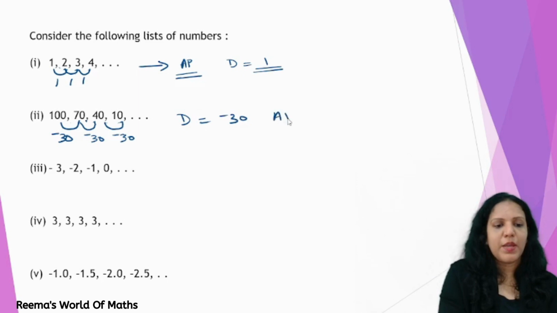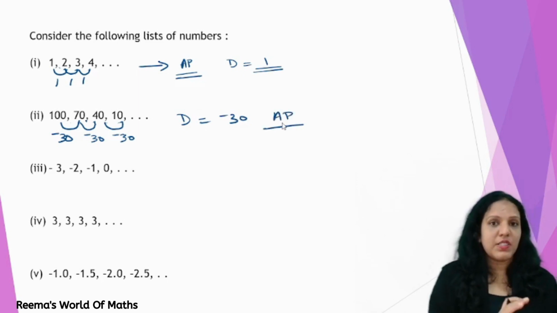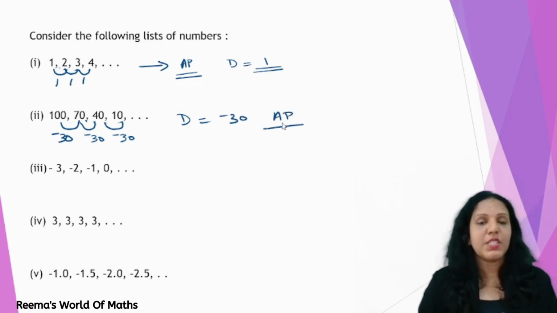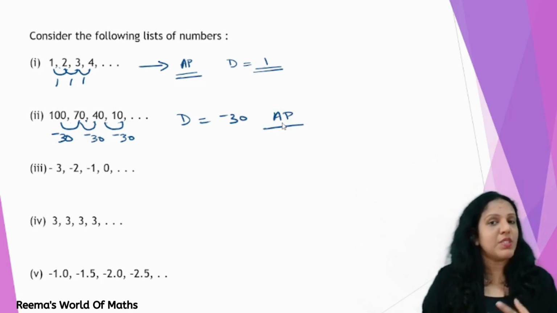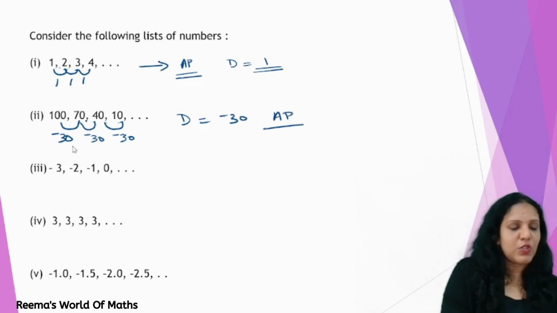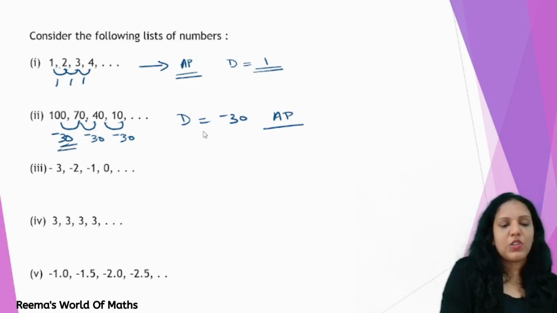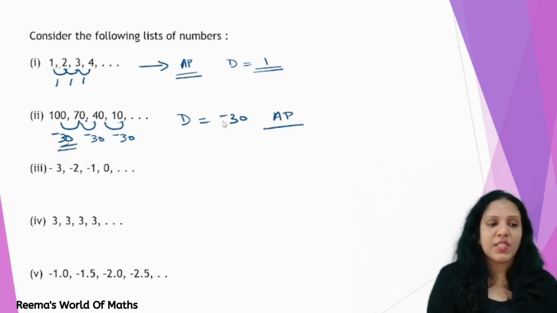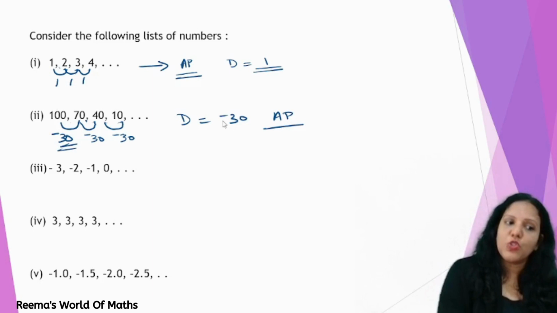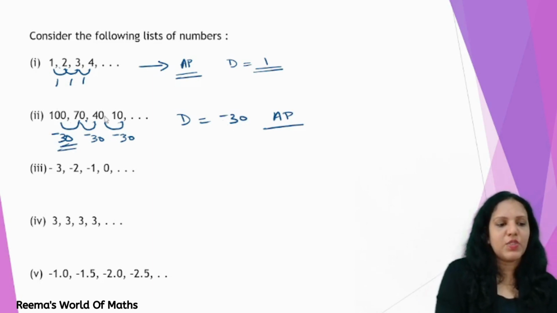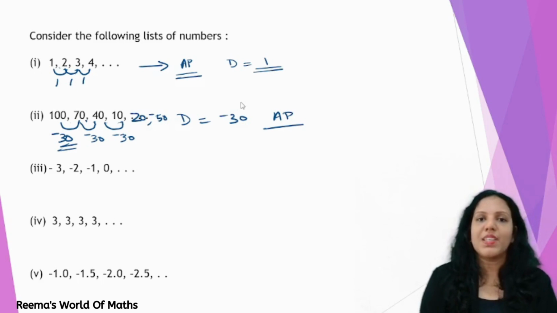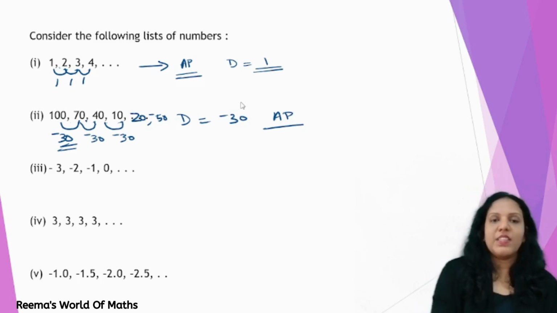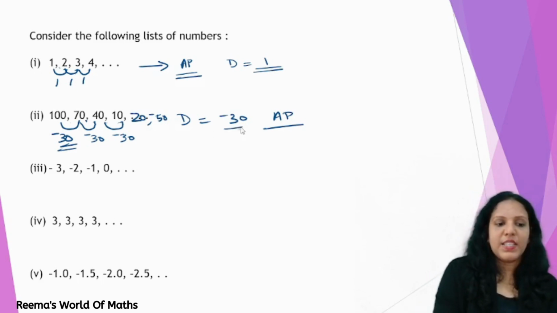So this is also an AP. Why? Because the common difference between two consecutive terms is constant here also, that is minus 30. Can we list two more numbers in this pattern? The next one will be minus 20 and the next one will be minus 50. Correct? And it will go on. So this also forms an arithmetic progression with a common difference of minus 30.